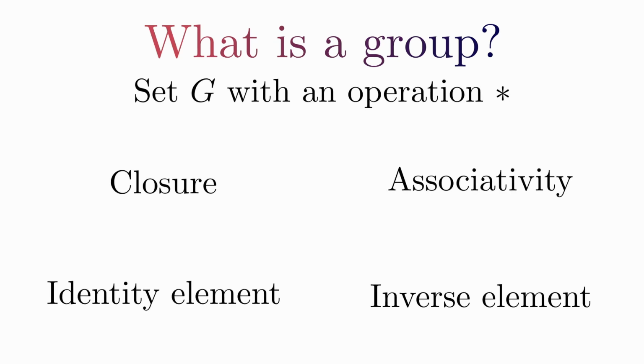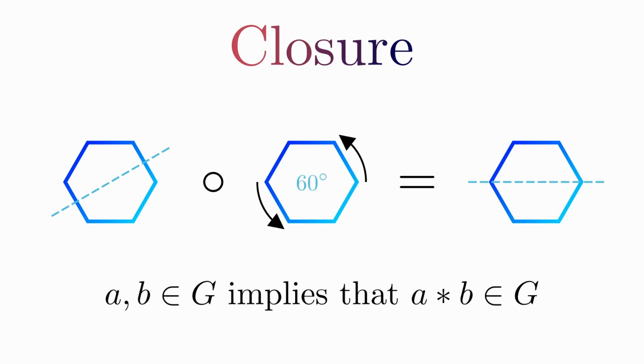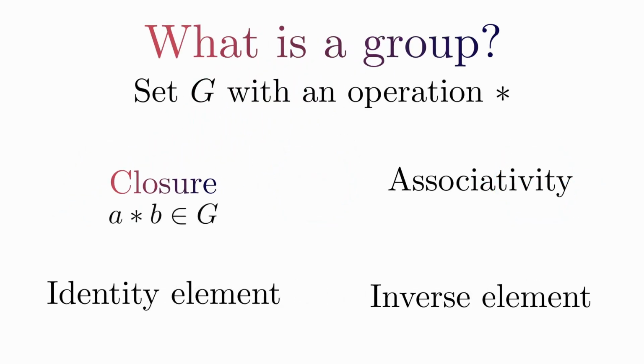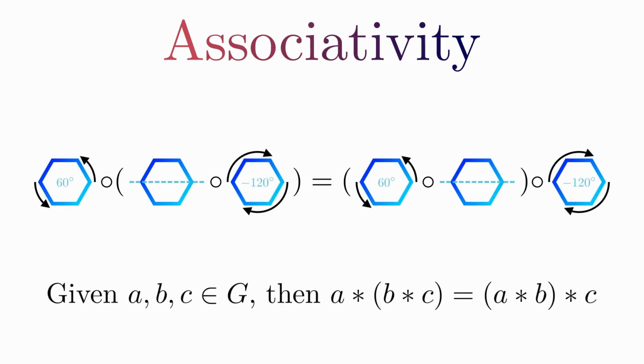The first property is closure. We already saw that when composing 2 symmetries, you get another symmetry. More generally, combining any 2 elements in the group results in another element of the group. The next property is associativity. Here we require that the way elements are grouped in the composition does not matter, so the parentheses can be arranged without changing the outcome.